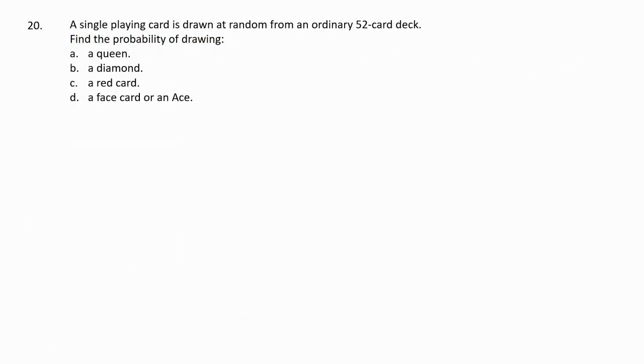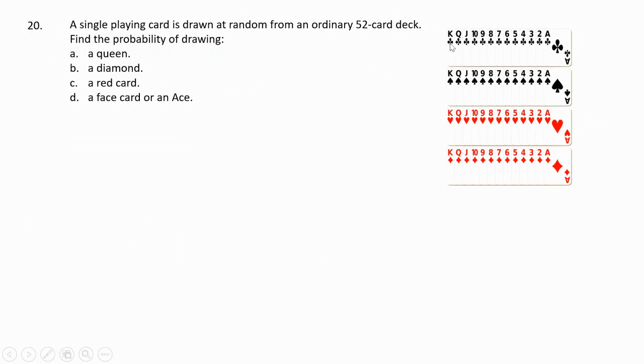Now, number 20. Now we're going to probabilities. Number 20 says, a single playing card is drawn at random from an ordinary 52 card deck. Find the probability of drawing a queen, a diamond, a red card, a face card, or an ace. Okay, so let me give you a visual. When you play cards, there are 54 total cards, but the jokers are not included. There's 52 and 2 jokers. That's why it's 54.